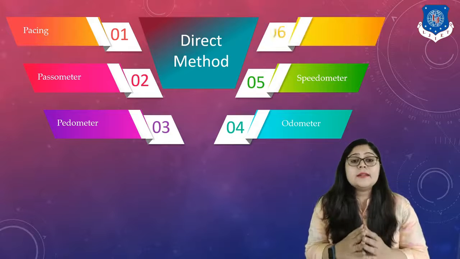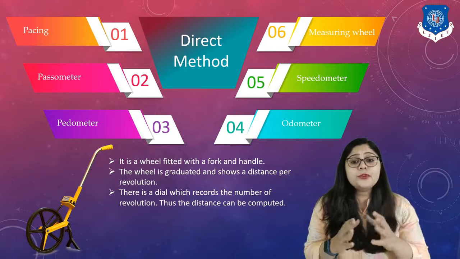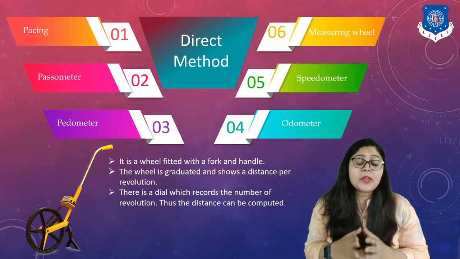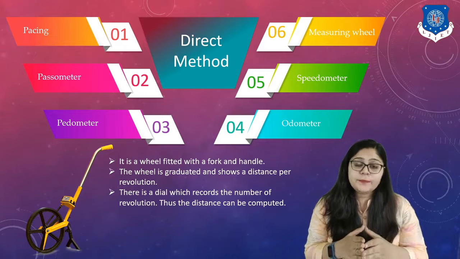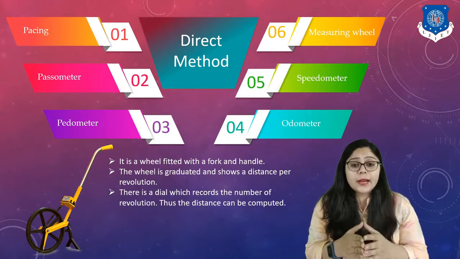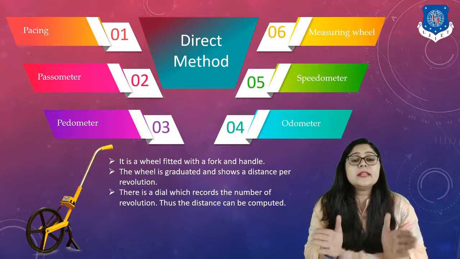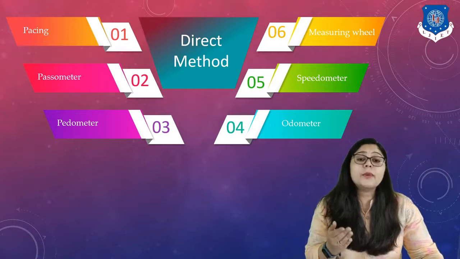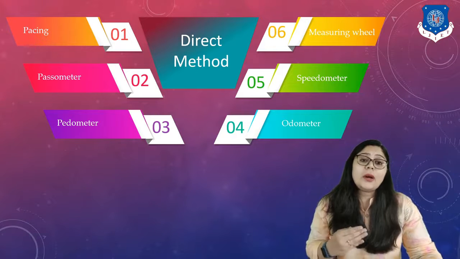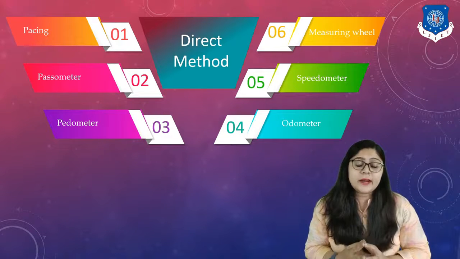And lastly, it is a measuring wheel. Here you can see on screen, it is a wheel fitted with a fork on a handle. The wheel is graduated and shows the distance as per the revolution. There is a dial which records the number of revolutions. Thus the calculation can be easy for length measurement. So these are all the direct methods or approximate methods that are used when we calculate the distance, right? So these are the methods used for distance measurement, right?